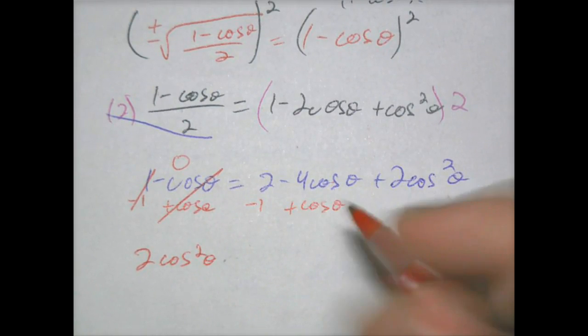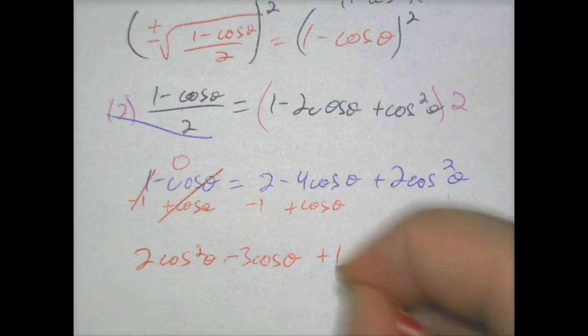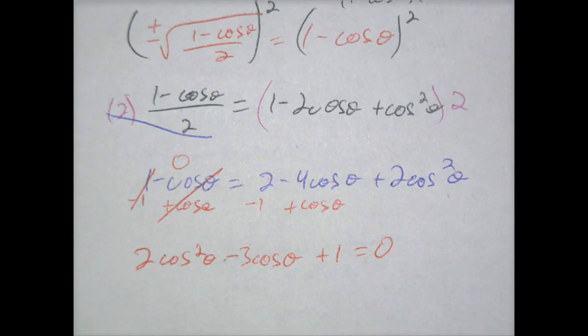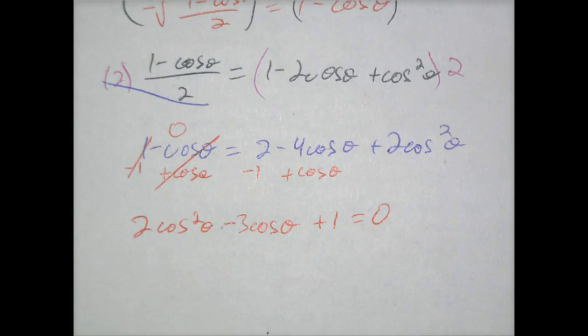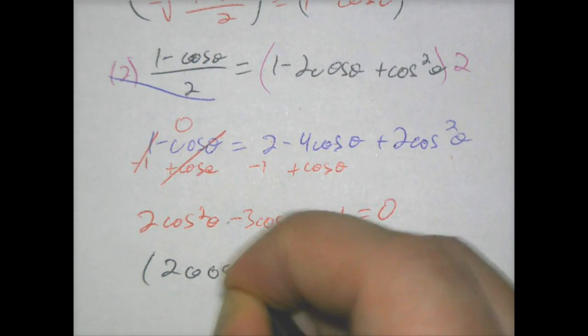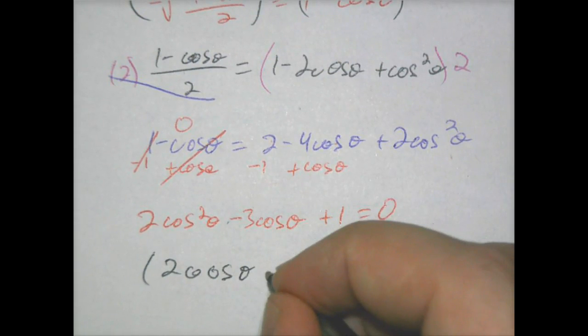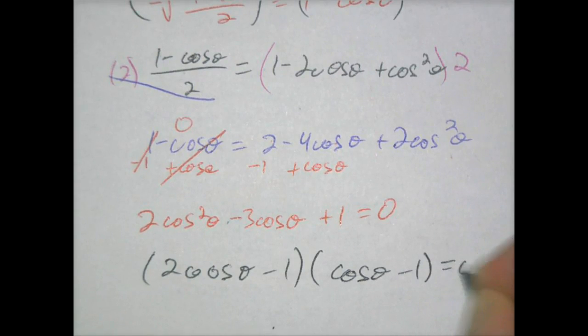I have negative 3 cosine, and I have plus 1, equals 0. Take a second, make sure you understand where everything went. Everything's still there, nothing went away. So this will factor. I cannot write cosine today.